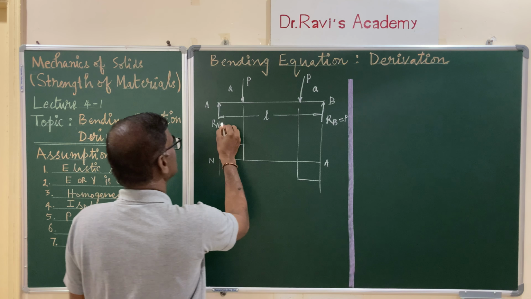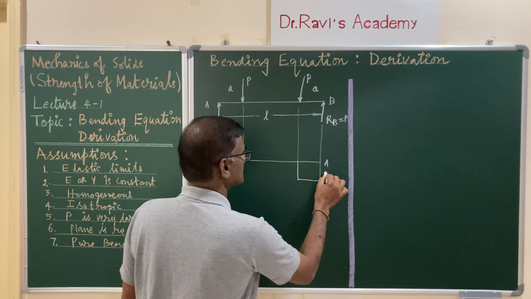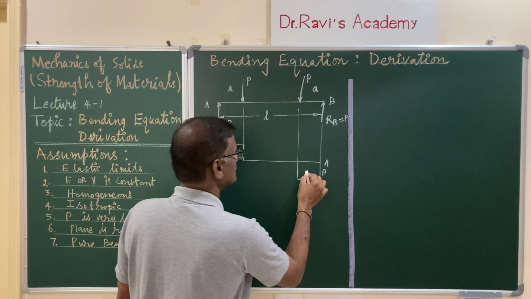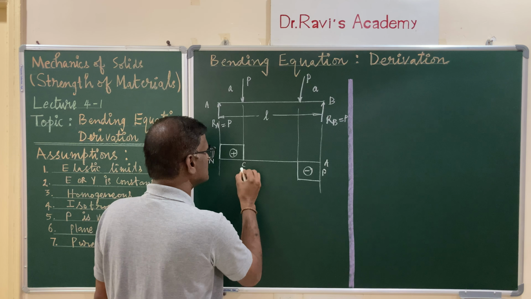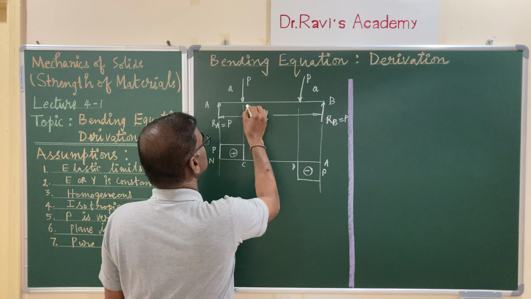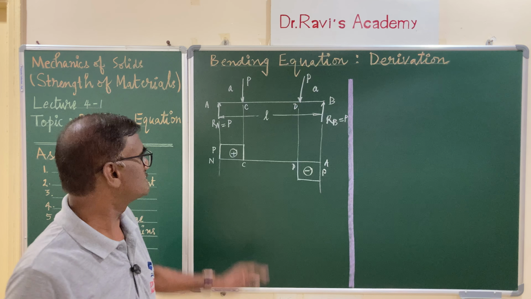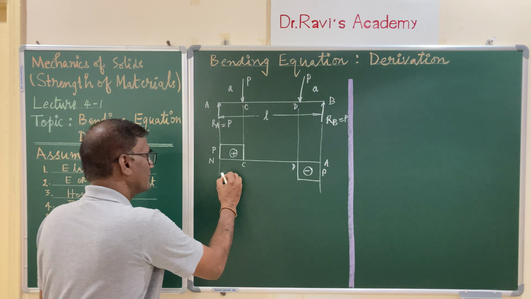It is because of the symmetry, both are equal, and this level is P and this level is also P. This is the positive shear force and negative shear force. Let us mark this as CD. This length is CD. Observe carefully, there is no shear force between C and D.